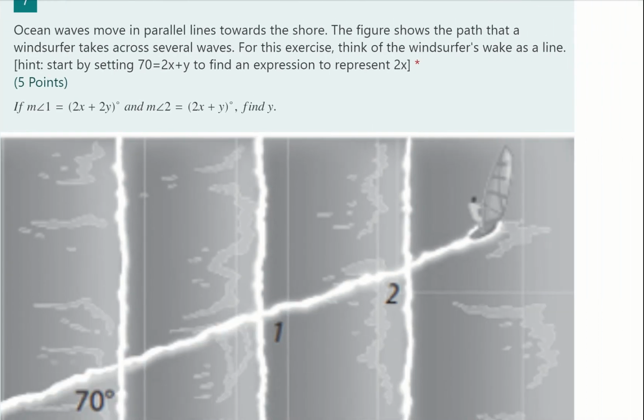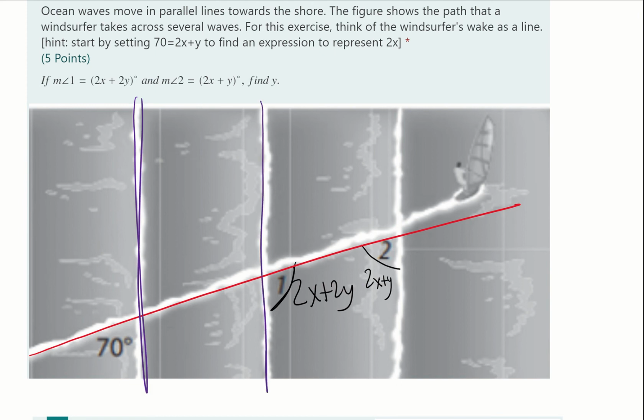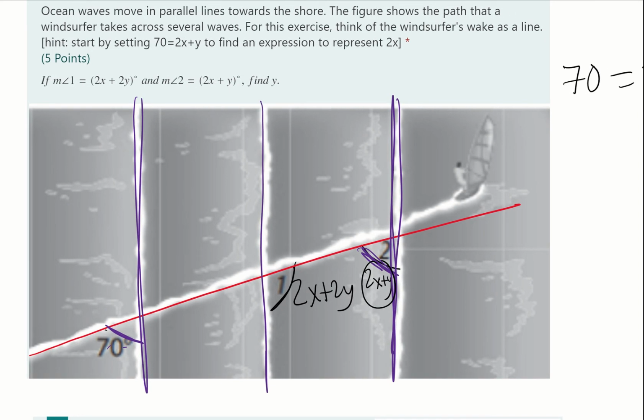All right, same diagram. This time it says here, we know that angle 1 is 2x plus 2y. So we'll just go ahead and write that. That's what this angle is. Angle 2 is 2x plus y. Well, we know that 70 is equal to angle 2 because those are corresponding angles, right? And so that's going to be my first equation. I'm going to say that 70 is equal to 2x plus y. Those two angles are equal because they are corresponding.